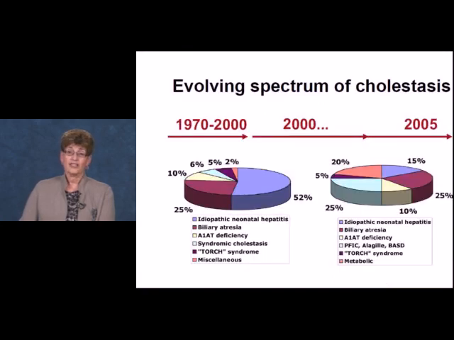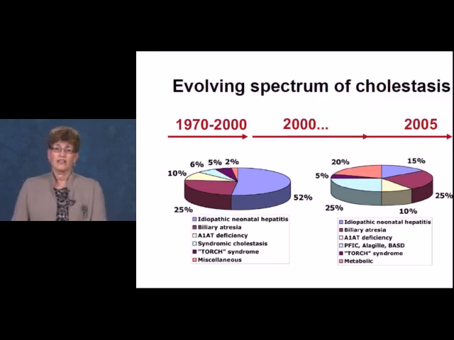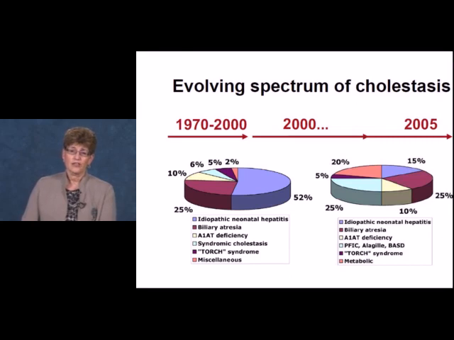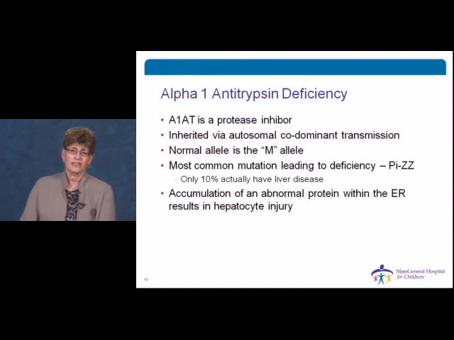So again, back to the slide, we've taken care of that category. We've taken care of this category of the intrahepatic cholestasis, the metabolic syndromes, and so now we're going to go into alpha-1 antitrypsin deficiency and mention the neonatal hepatitis.